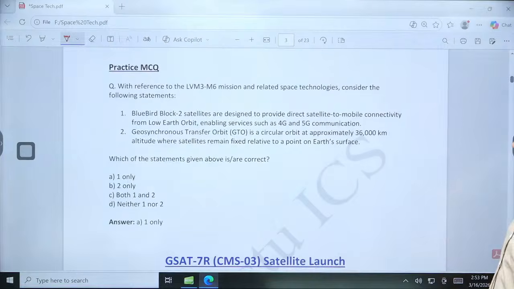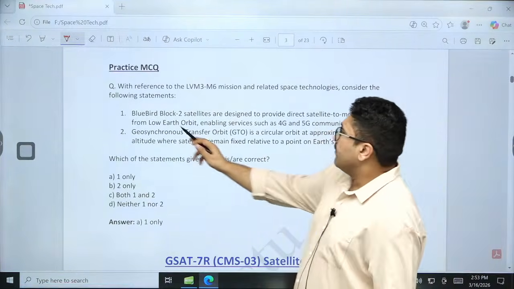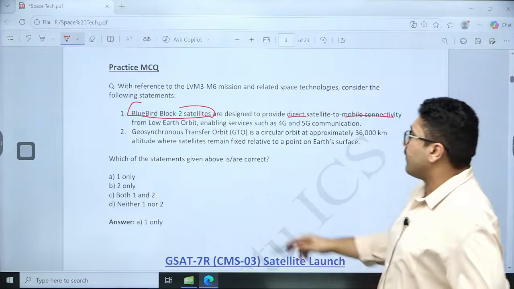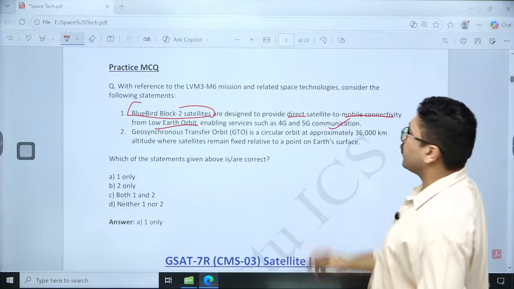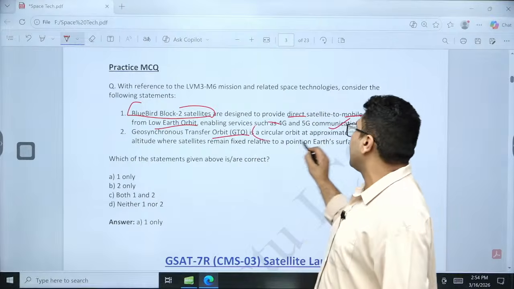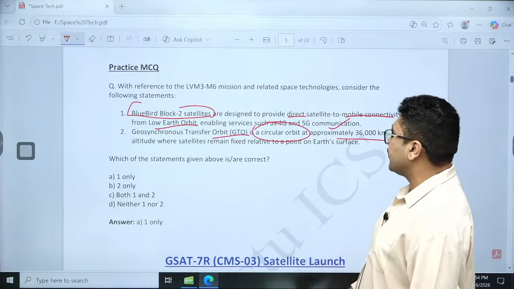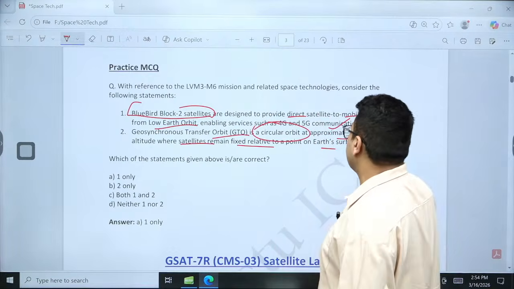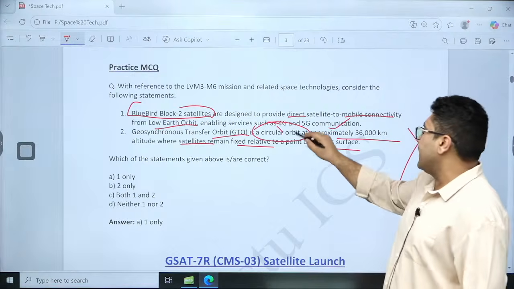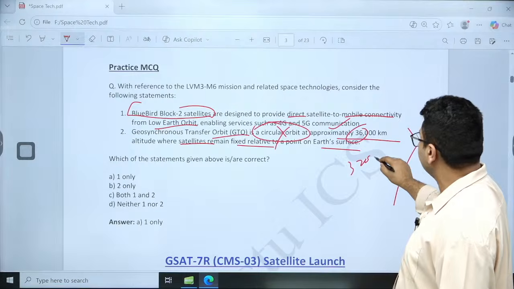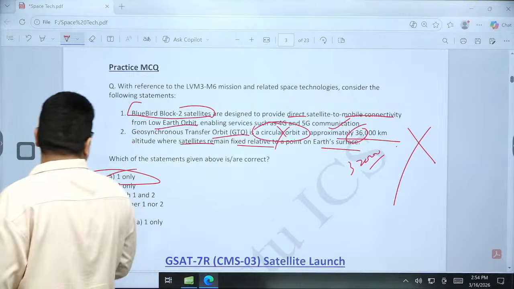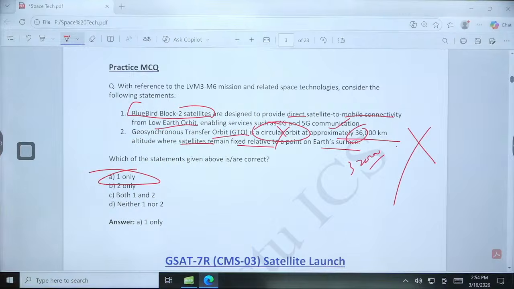A practice question for LVM-3M6: Bluebird Block 2 satellites are designed to provide direct satellite to mobile connectivity from lower Earth orbit, enabling services such as 4G and 5G. True, there is no problem here. Geosynchronous transfer orbit is a circular orbit at approximately 36,000 kilometers altitude, where satellites remain fixed relative to a point on Earth's surface. This is wrong. It is an elliptical orbit and it is at 37,000 kilometers. Therefore, this statement is wrong. A, only 1 is the right answer.